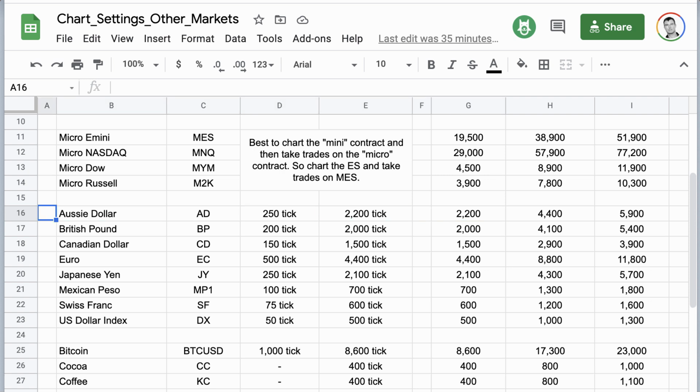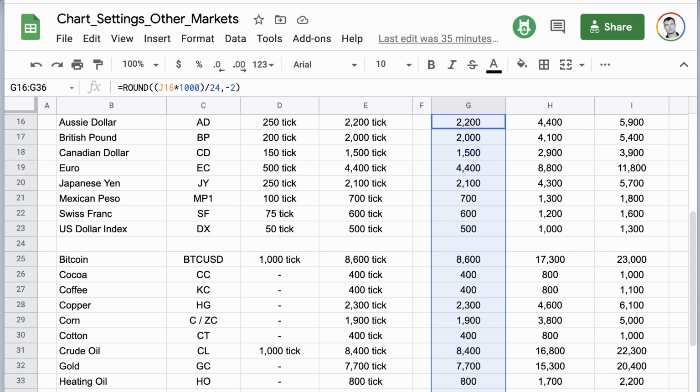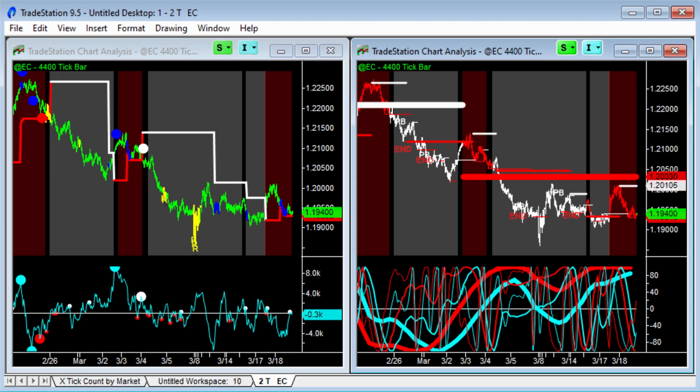So I promise going forward I will be a little bit more consistent about using these particular settings for my tick charts so that you can follow along too. So a little handy tips and tricks to make sure that you are using a tick bar setting that you are comfortable with. So let's go back to this euro chart.